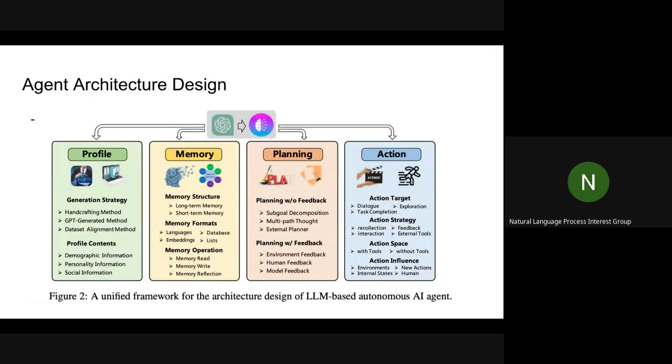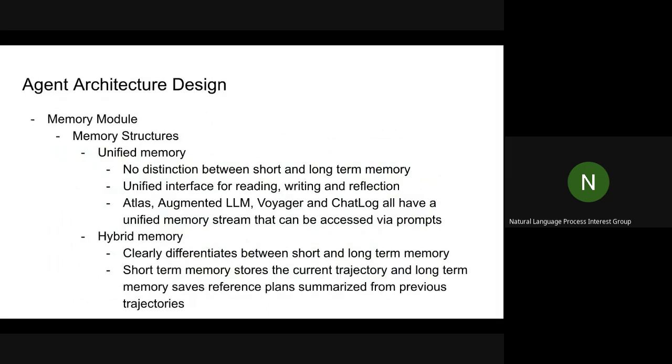Cool, we went over this. So now diving into the meatier parts. The memory module, I think, I still don't think any of these are amazing, right? I think there's still a lot of work to do, but we'll go over what they have.